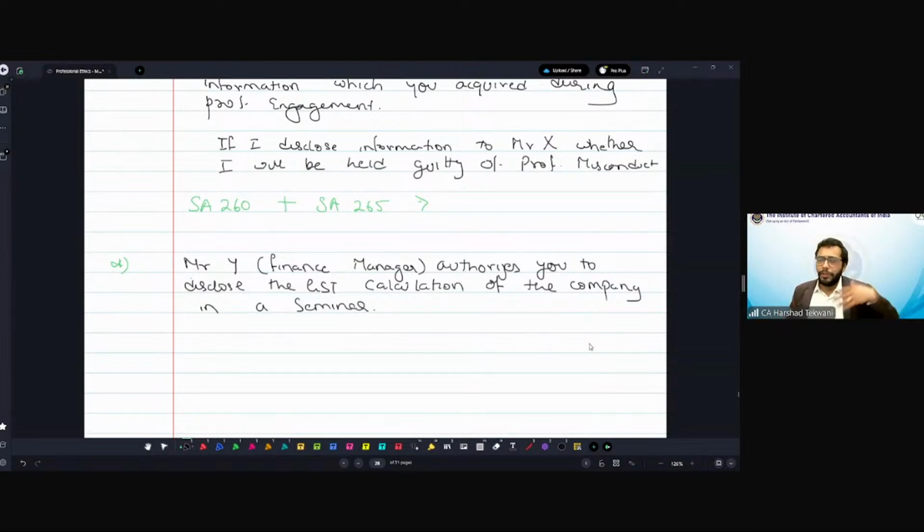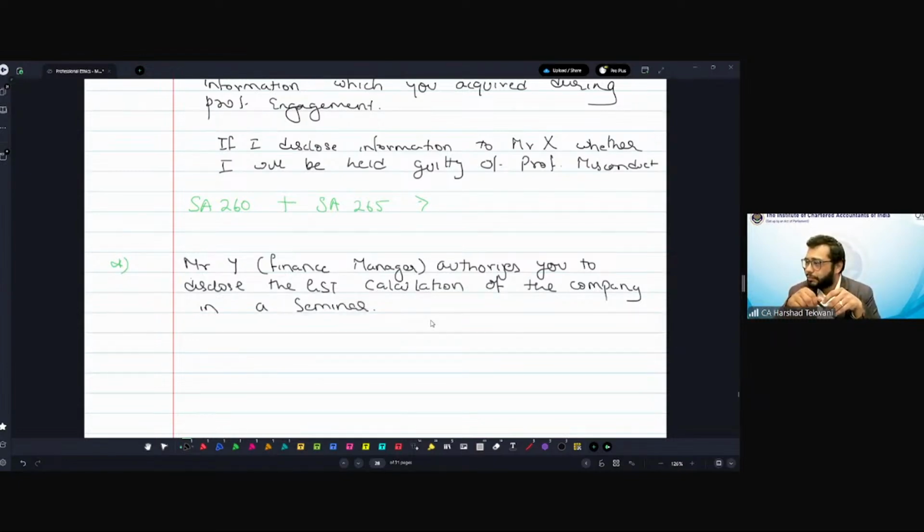Okay, I want to disclose some information with respect to the GST calculations so that I can explain to my audience how I did the GST calculation. Mr. Y, he is the finance manager. He provided you, okay, I authorize you, please go and disclose. Now, what do you say? Are you still guilty of professional misconduct or not?